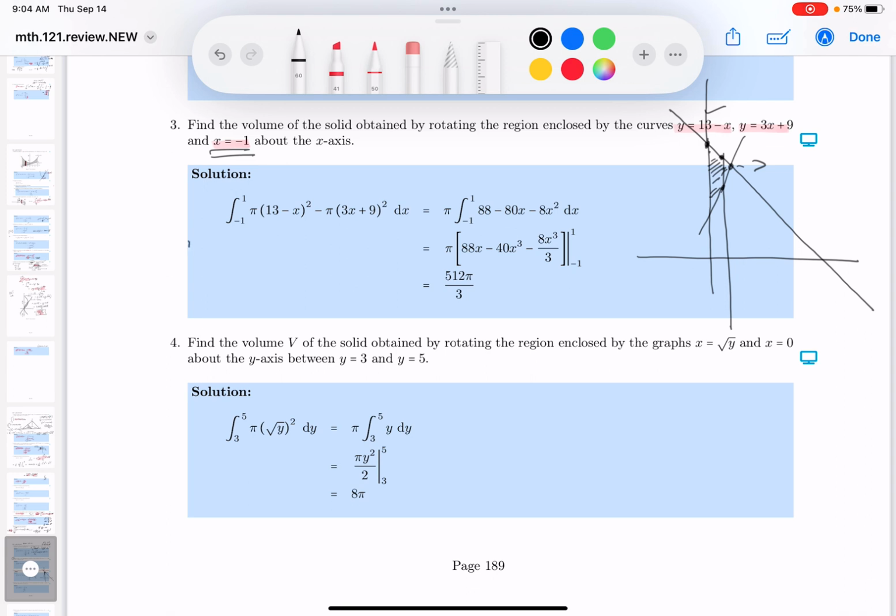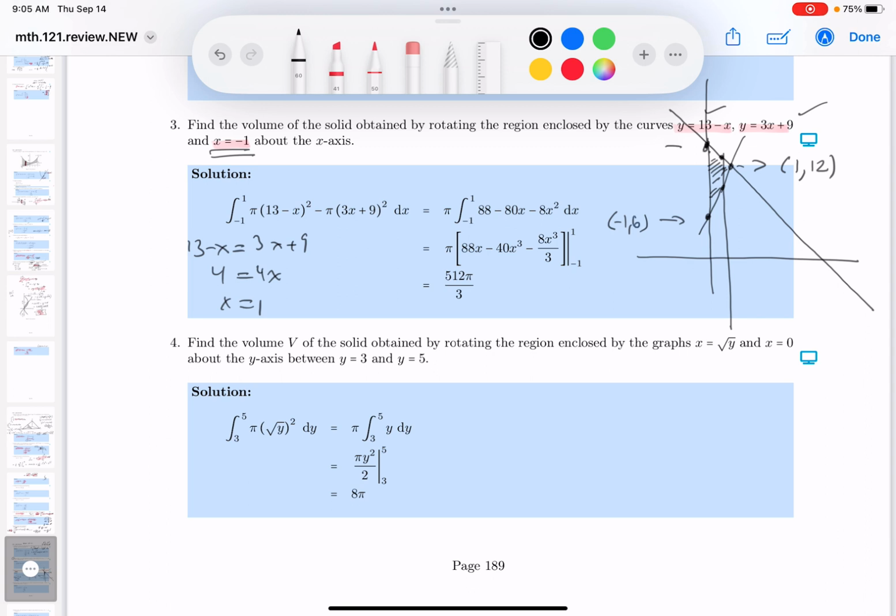And those intersect when 13 minus x is equal to 3x plus 9, which means 4x is equal to 4, or x is equal to 1. So this point over here is where x is 1. What would the y be? The y would be 12, all right? Let's do these points over here. The point over here is where x equals -1. And what does the y equal there? Well, it's on this curve over here, so that would be -3 plus 9, which is going to be 6.